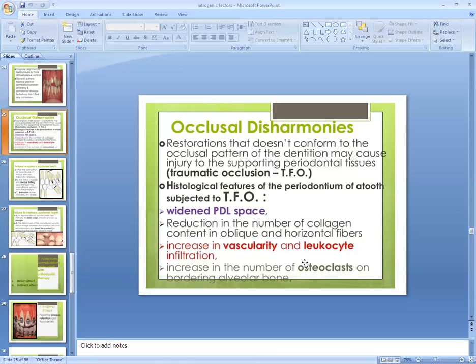Basically, the periodontium is composed of different collagen fibers, osteoblasts, different leukocyte infiltrations, and other cells. So whenever the periodontium gets widened, the number of collagen fibers is reduced. Because of the reduction in collagen fibers, there is increasing leukocyte infiltration, which results in increased osteoclastic activity on the alveolar bone.